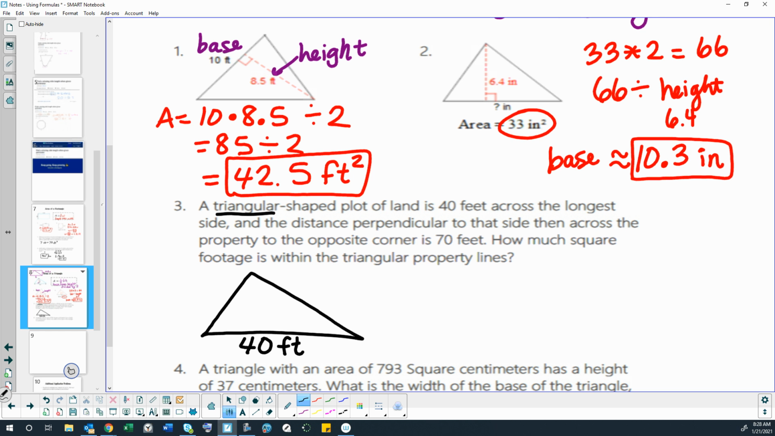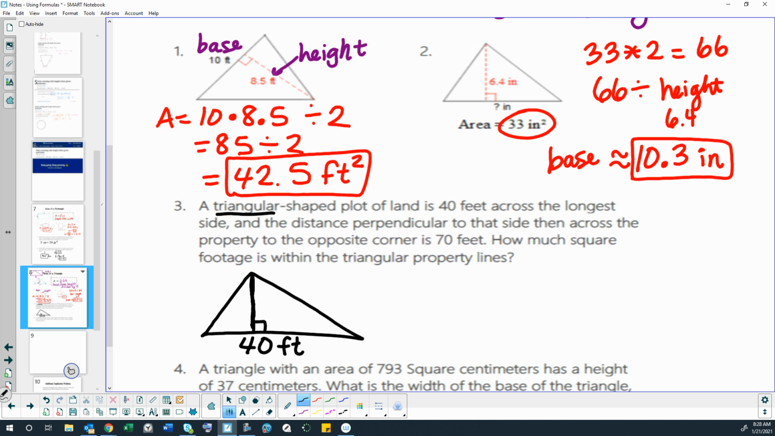This is the hard part. The distance perpendicular to that side. So that side would be referring to this one. Perpendicular would mean that it's at a 90-degree angle, right? I don't know if you remember that word. To the opposite corner. Okay, so that's going to go up to the opposite corner.